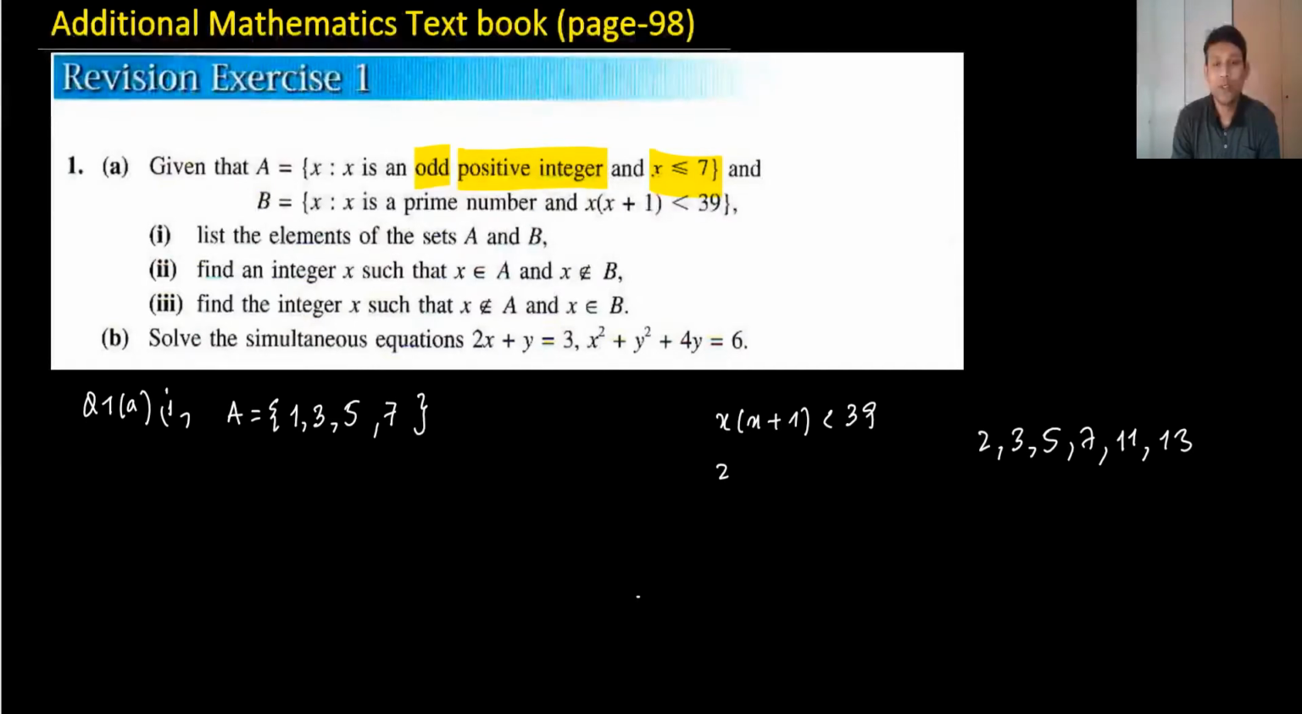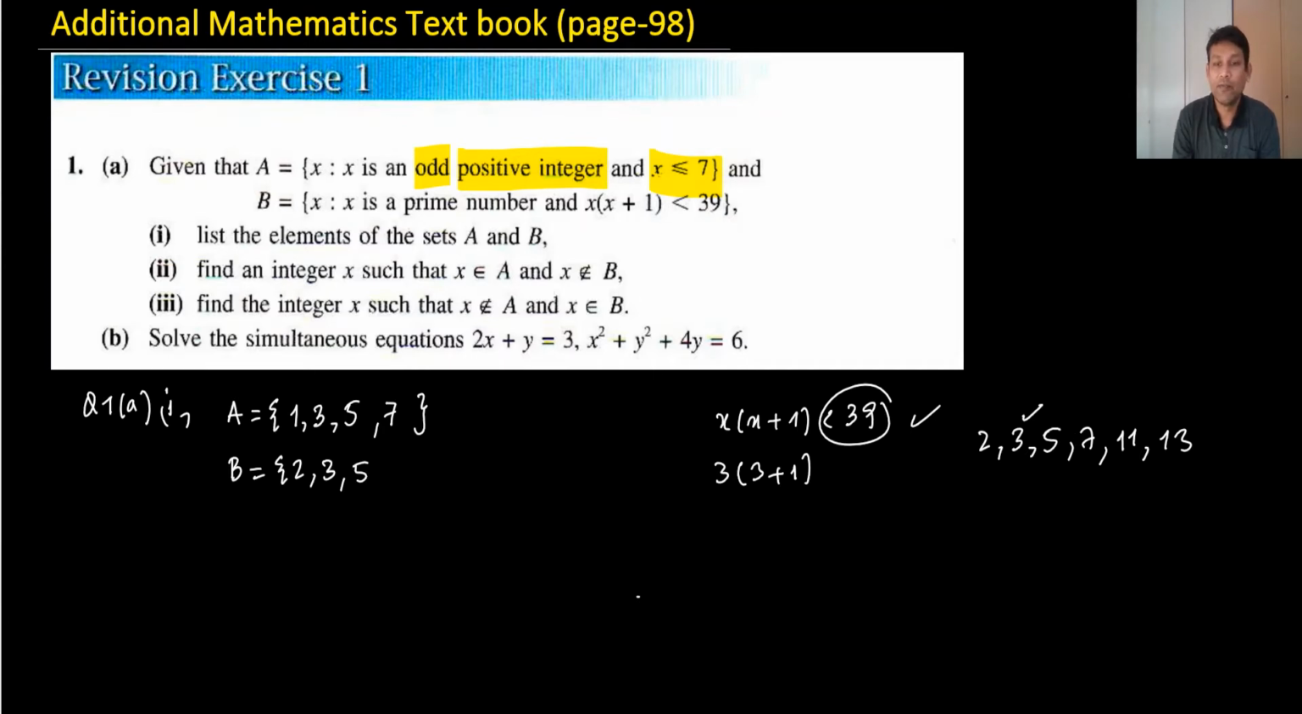If I write 2 here, 2 plus 1 is 3, times 2 is 6, which is less than 39. Yes, you're right. So we can write B, the first element is 2. Let's check 3. If I write 3 here, 3 plus 1 makes 4, and 4 times 3 is 12. So 12 is less than 39. Yes, right. We can write 3, and then 5: 5 plus 1 is 6, times 5 is 30. We can write 5.